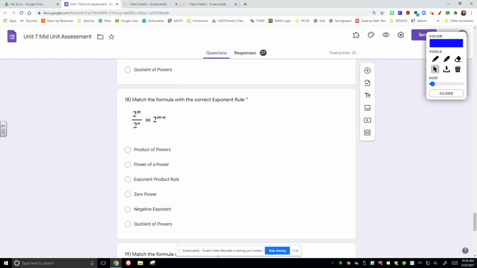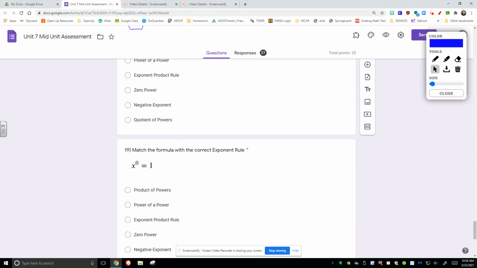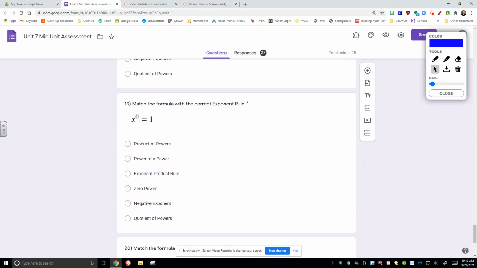Number 18, think about what is the outcome of a division problem. And that should also give you a big hint right there. Remember that that's two problems or two expressions that have a power within them, and I'm dividing them to each other. Number 19, this one, again, pay very close attention to the base, but pay more attention to the exponent, because that will tell you the whole story that you need to know.